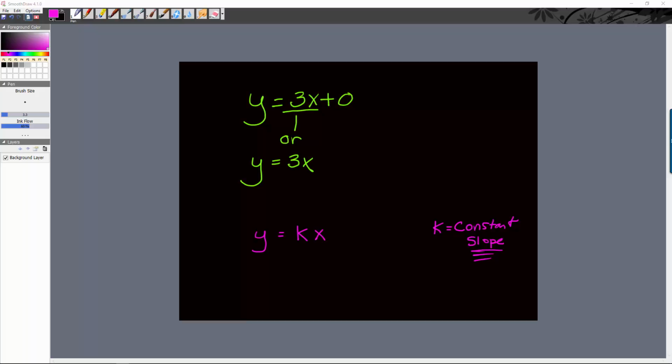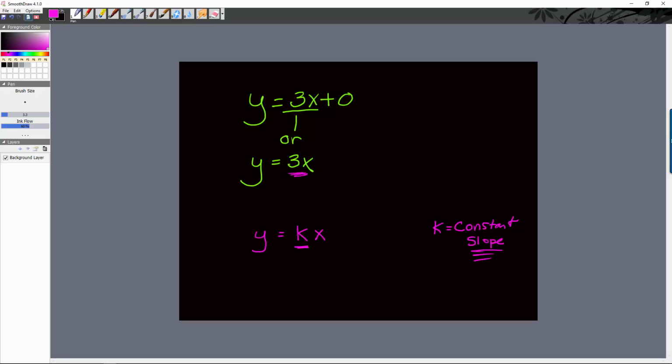But the big thing to realize about direct variation is it has to have two things. The very first thing is it has to have a k, or a constant. Remember, it sounds strange because it's k, but constant starts with a c. In any case, it just means that it has a slope. So if I have y equals 3x, that has a constant slope.